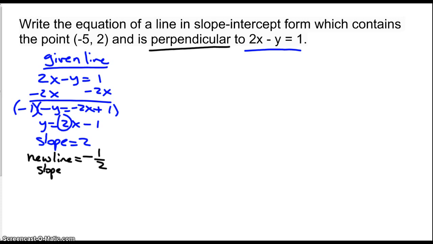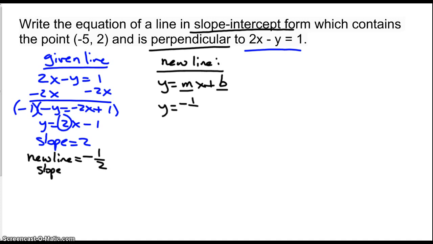All right. Let's work on the new line. Well, the new line is supposed to be in slope-intercept form, so maybe we go ahead and write that out. And remember that I'm now looking for these two constants to fill in, right? Okay, well, I've just found out from the fact that it has to be perpendicular to this other line that the slope of the new line must be negative 1/2. So I'm going to substitute that in for the m.